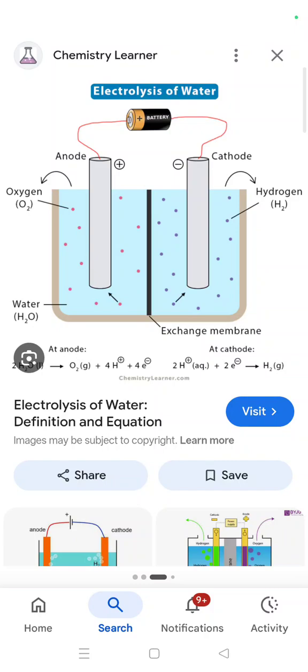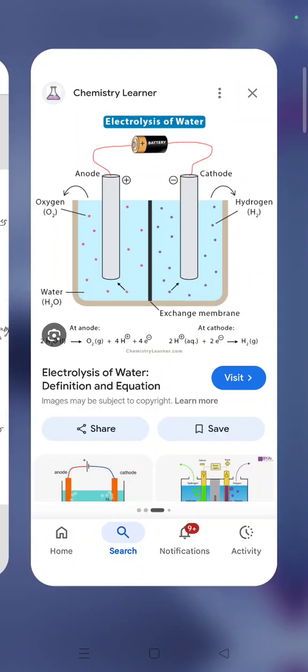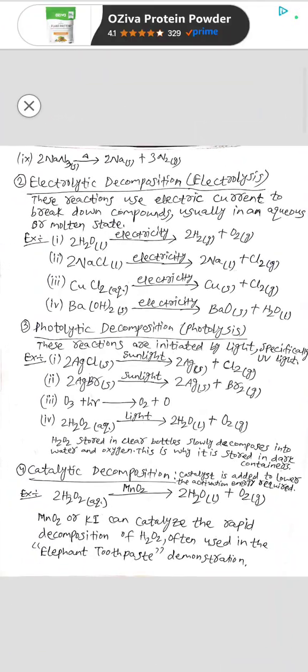The cathode is the negative electrode, and the anode is the positive electrode. Okay, so this is an example of an electrolytic decomposition reaction. Another example is when sodium chloride is electrolyzed to form sodium and chlorine. So 2NaCl in the presence of electricity gives 2Na plus Cl2 gas.